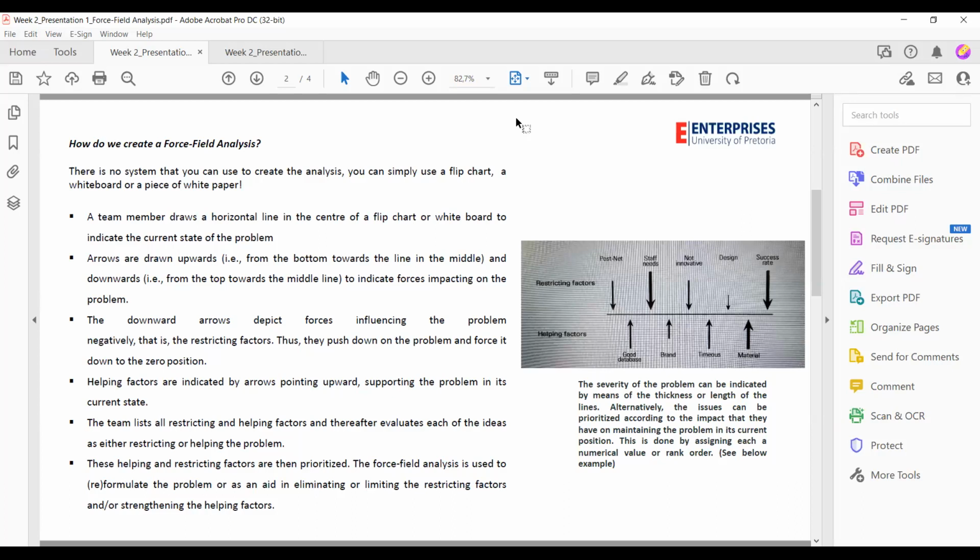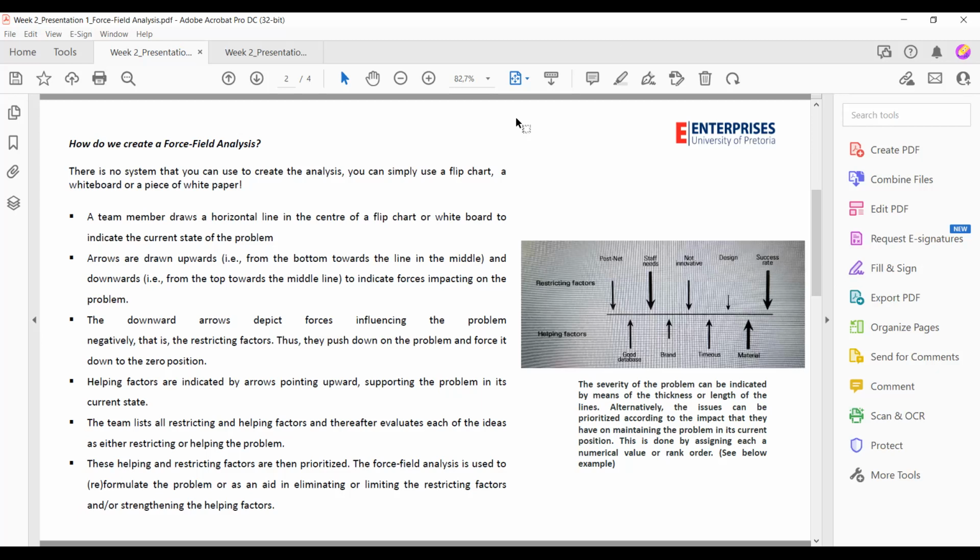At the end. Okay, these helping and restricting factors are then prioritized. The force field analysis is used to reformulate a problem. So basically, it explores the problem. This analysis is used to explore the actual problem, and that is done by evaluating the restricting and the helping forces.